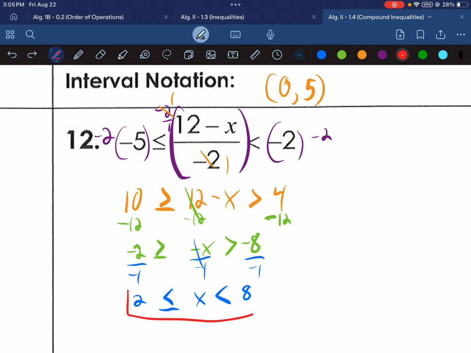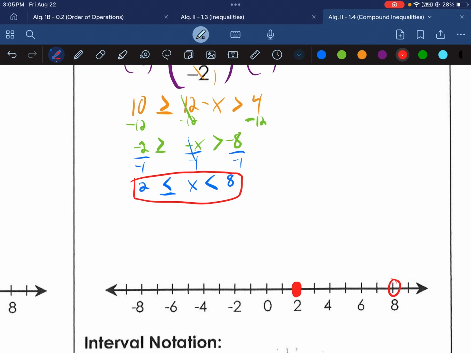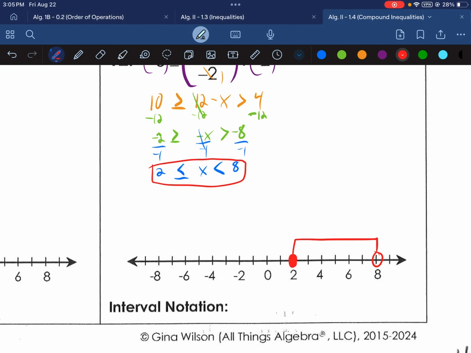And everything worked out just fine on this problem at the end, naturally, rather than us having to move things around like we thought we might have when we saw this. So now graphing it, we have 2 for a closed circle, 8 for an open, and we connect the two. And we have 2 comma 8, with 2 being a bracket and 8 being a parenthesis.